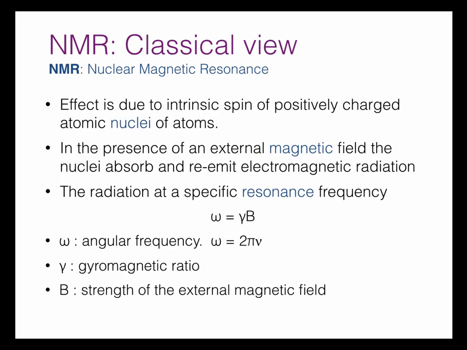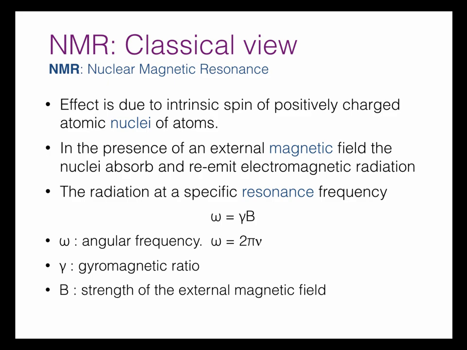Okay, so we have positively charged nuclei in the atoms, and we'll be dealing exclusively with hydrogen nuclei. So there's only one proton there. Sometimes we use the term proton interchangeably with nucleus. And in the presence of a magnetic field, we basically develop a magnetization.